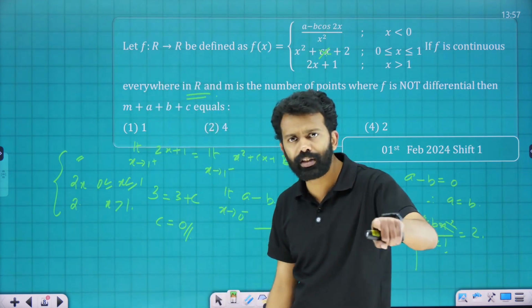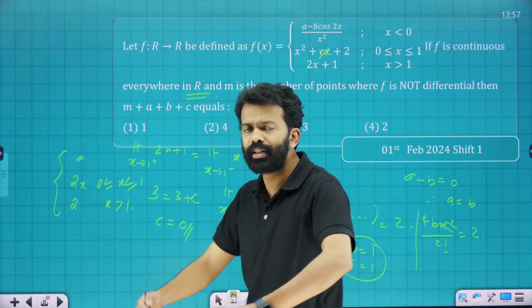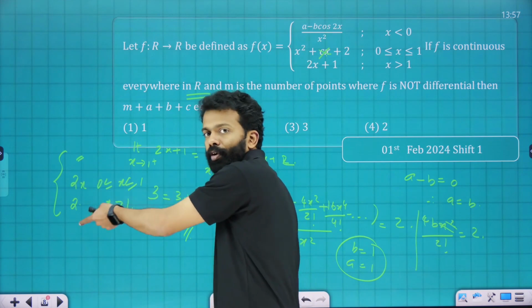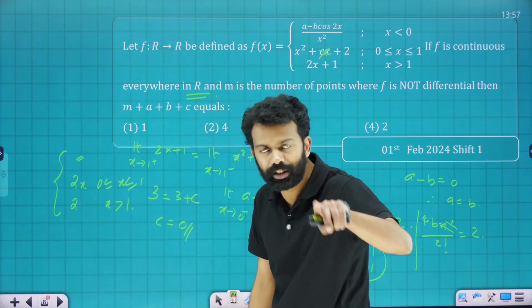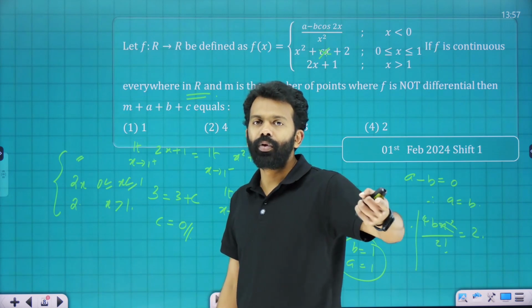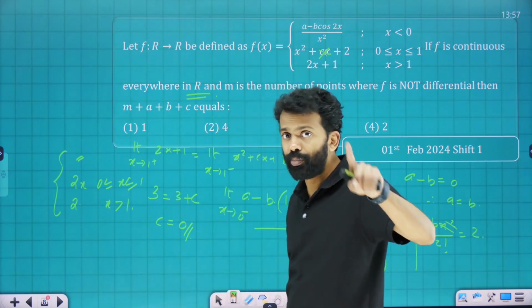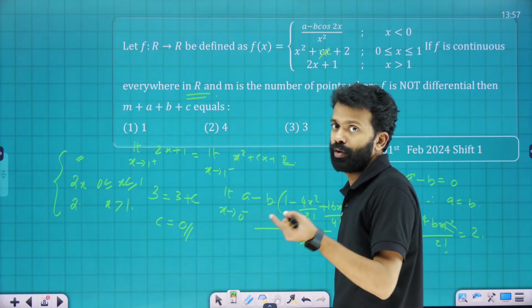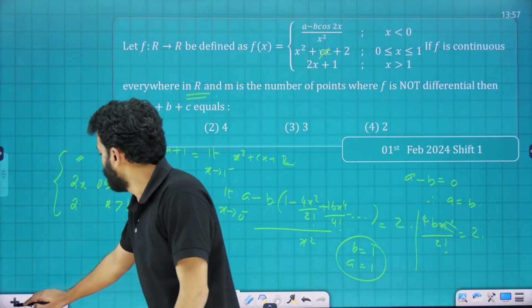Is the function differentiable at x = 1? That is, are the left-hand derivative and the right-hand derivative the same? What is the left-hand derivative? 2. And what about the right-hand derivative? 2. Therefore, it is differentiable at which point? 1. Then we need to check one more point where the function is differentiable or not. And what is that point? x = 0. We can do it in the next slide.